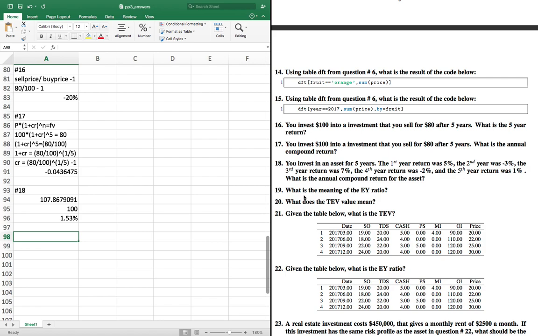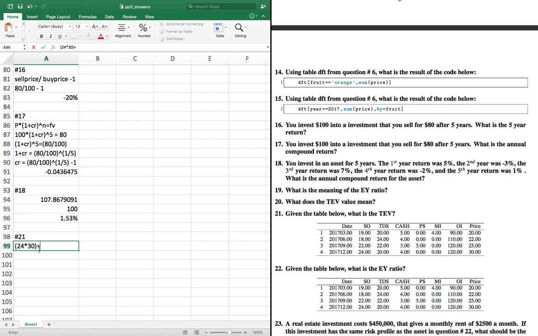All right, jump into number 21. Given the table below, what is the total enterprise value? Now, I asked for the total enterprise value, but just do it for the last value. Just do it for 2017-12. So again, what is total enterprise value? It's the market value. What is the market value? That is all your shares outstanding times price. So that's 24 times 30. I'm going to write the equation here and then we'll solve it. 24 times 30. That's my market value.